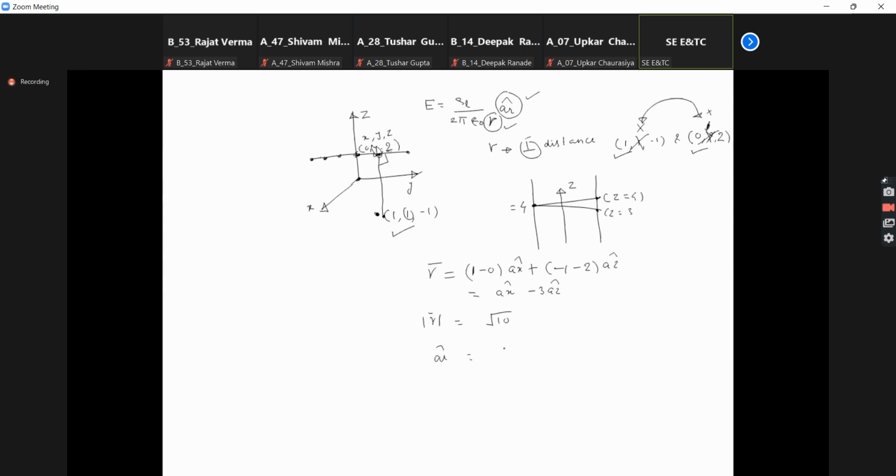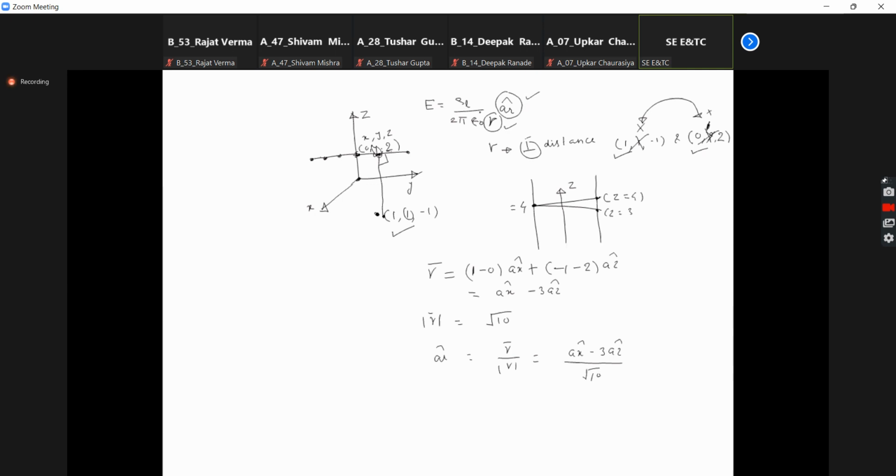What is the unit vector formula? It is vector r divided by its magnitude. So it is going to be ax cap minus 3 az cap divided by root of 10. This is the vector. Okay, so now you have seen the formula is small, but finding r and aR cap took all our time.